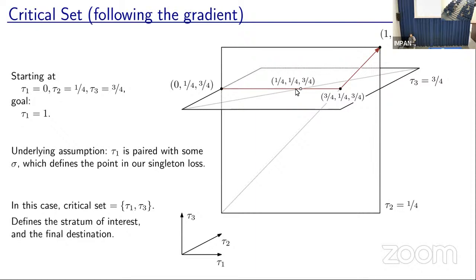In this situation, I call tau 1 and tau 3 the critical set. These are the simplices that have to move together. A critical set is an important set because if you know what it is, one, it tells you what is the final stratum that you have to move along, but two, it also tells you what your final destination is. If you can somehow figure out from the beginning what the critical set is, then you can take what I call the big step, from the beginning all the way to the end. So that's what we're going to do: figure out what this critical set is, and do it efficiently.